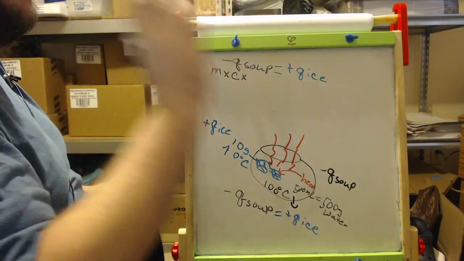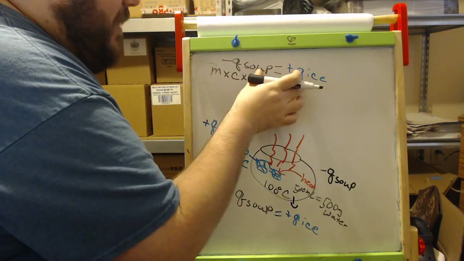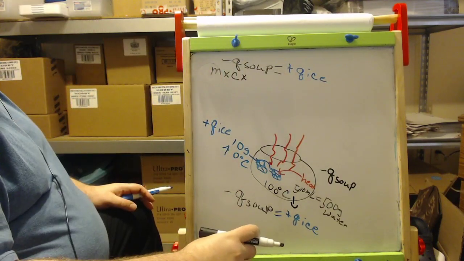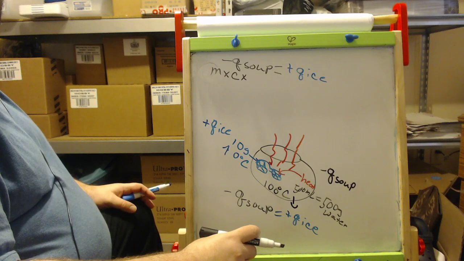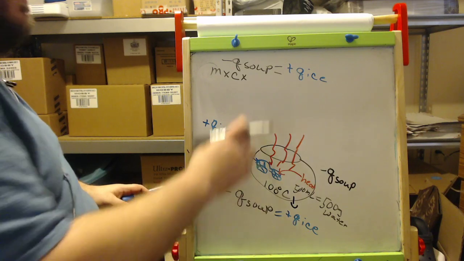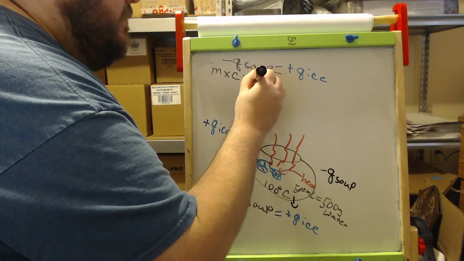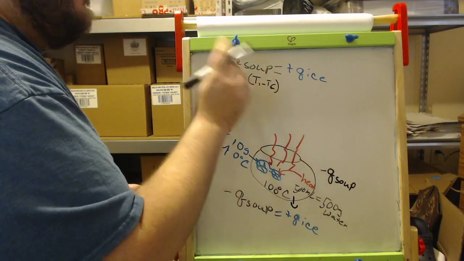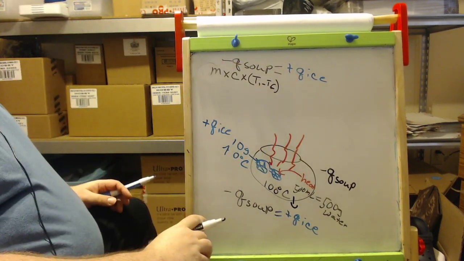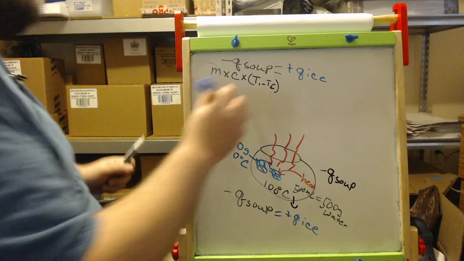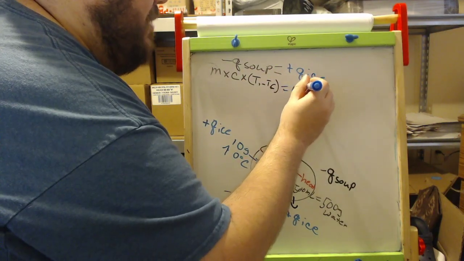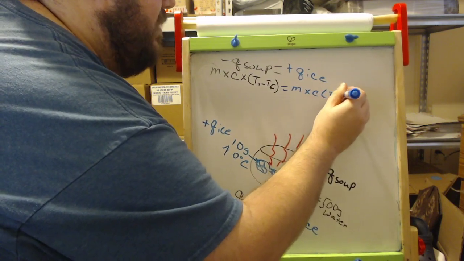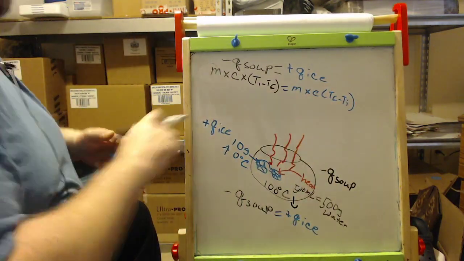But here's the important part. If I'm setting something up like this, if I'm negative Q, delta T becomes Ti minus Tf. Make a note of that. That's important. If I'm positive Q, it's M times C times Tf minus Ti like it normally is.